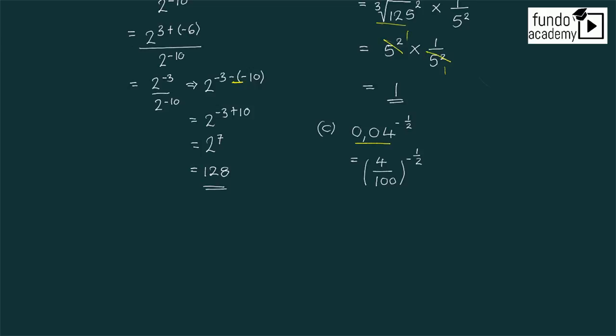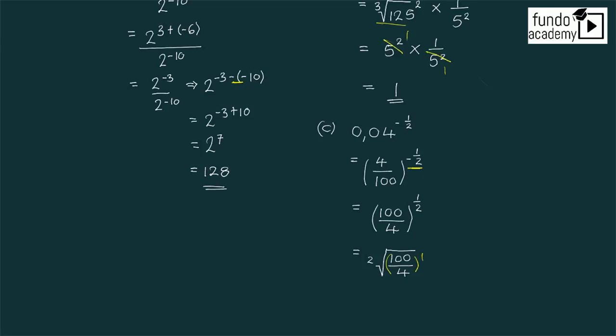We still have our negative 1 over 2. So since we have a negative power, we invert, so it becomes 100 over 4 to the power of a positive power. In this case, that's 1 over 2. Okay, and this will be the square root of 100 over 4, because when we have a fractional power, that means it's the square root of the base here to the power of 1, right? According to our law of indices, the sixth law that you have on your piece of paper.